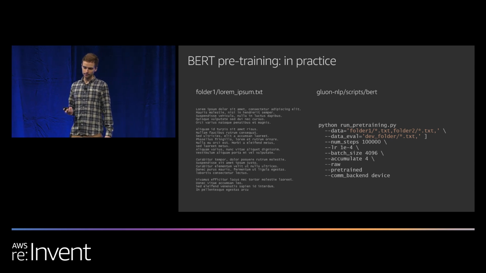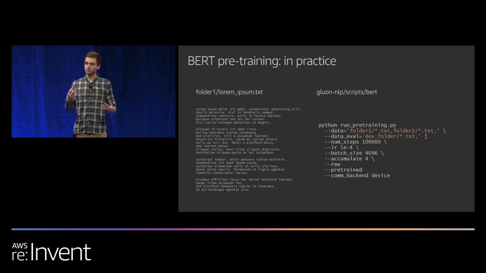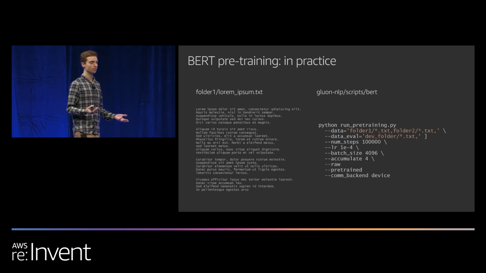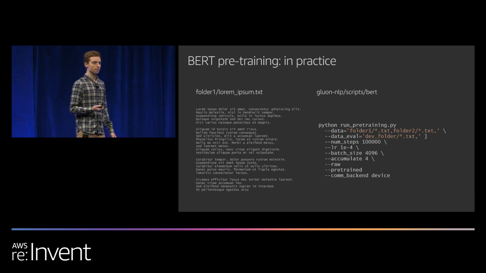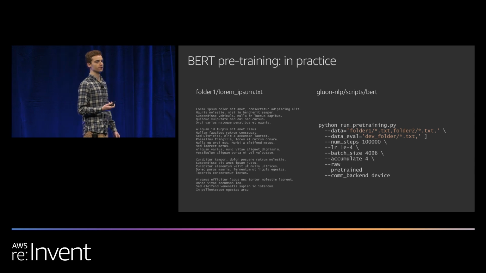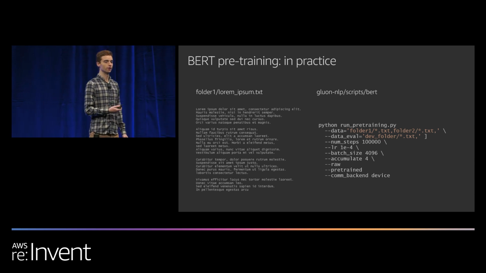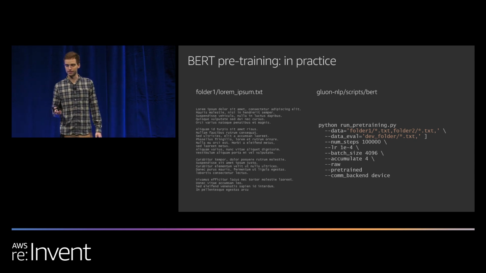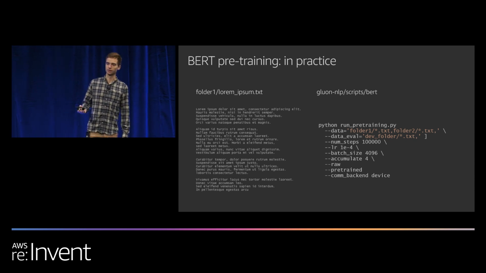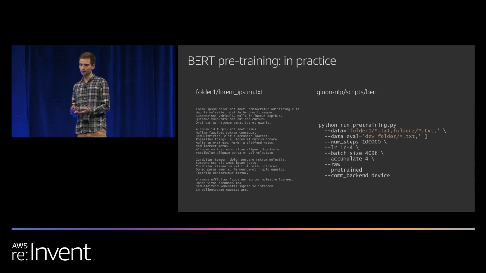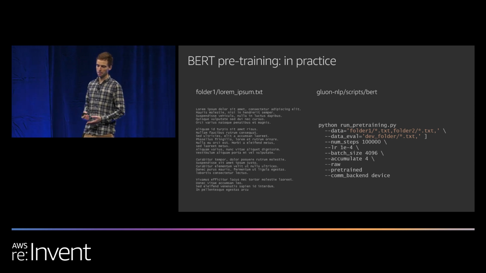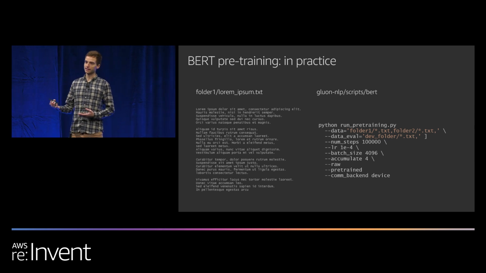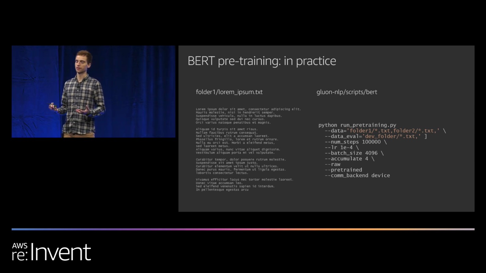So how do you do that? Well, to begin with, you need some text. So we've got a corpus of text in just a regular text format. And then GluonNLP provides a number of different training scripts so you can fine-tune all of these models. For the BERT model, you can find these scripts at gluon-nlp/scripts/bert. And we have a run pre-training script. And here all you need to do is specify where the text is that you want to run these 2 pre-training tasks on.